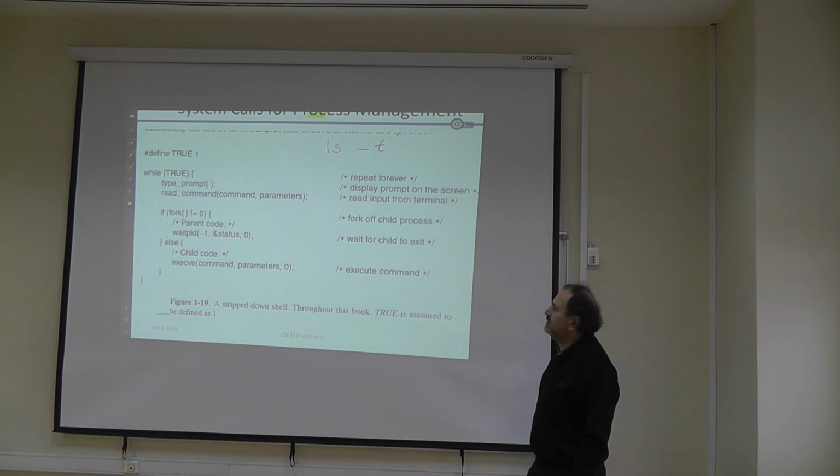So this continues in an infinite loop. It's like the shell. How do you stop the shell? You shut down your computer, right? That's how you stop your shell. Okay, this is a very simple loop-based implementation of a shell. It just makes three system calls: fork, waitpid, and execution of a command. Any questions?